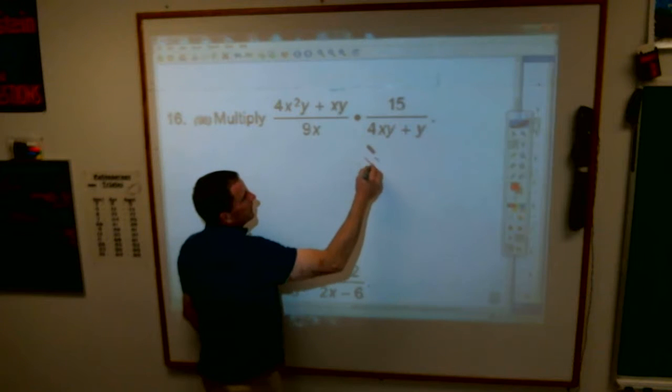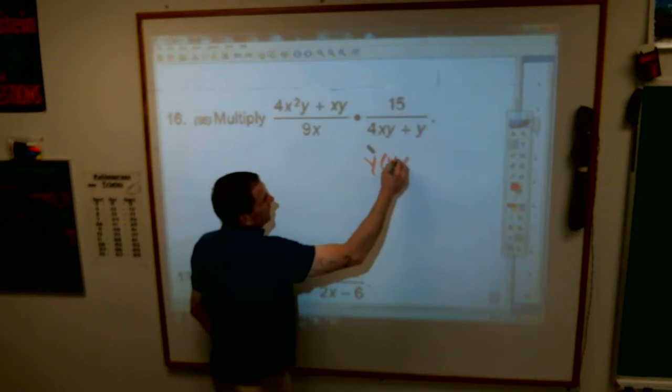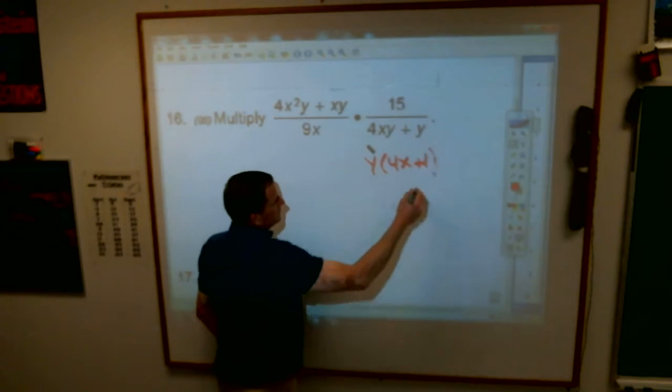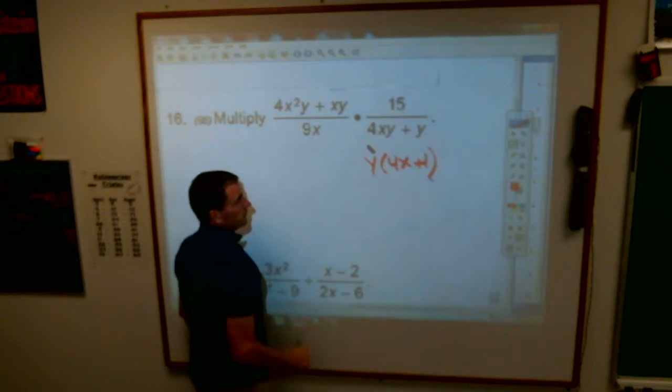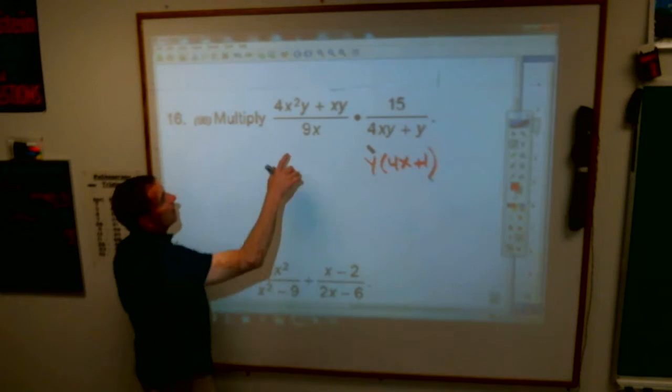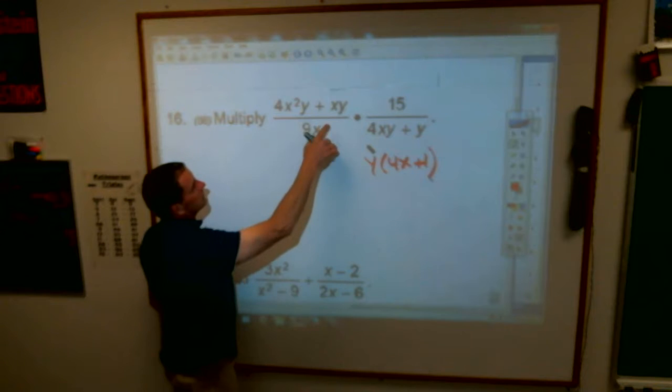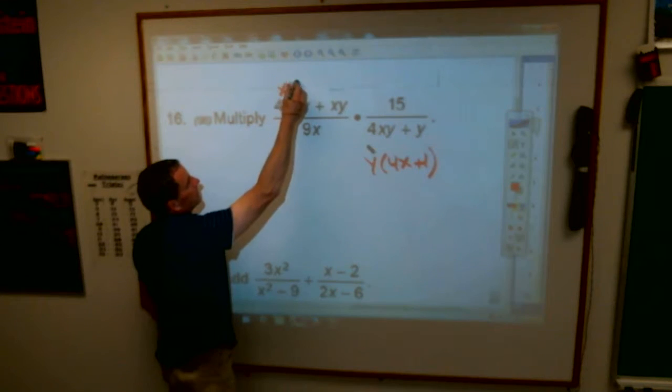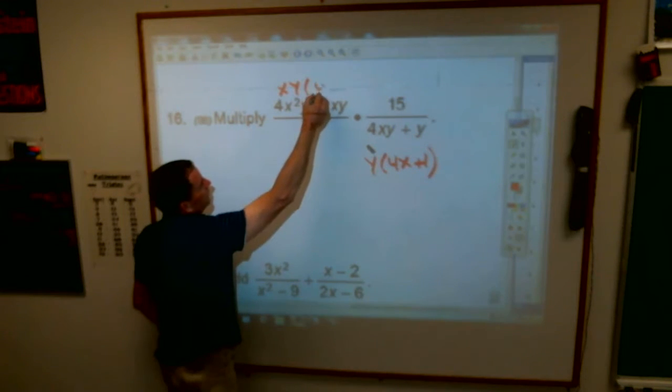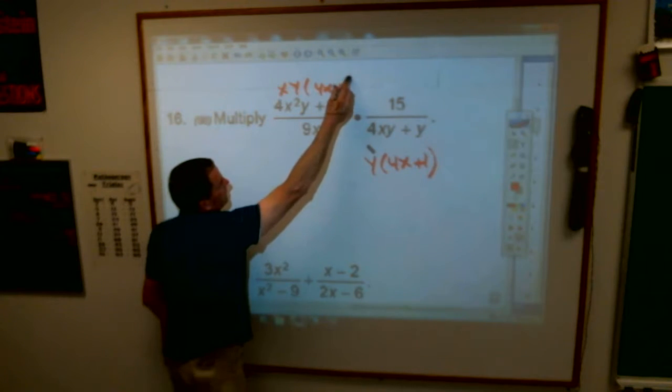So yeah, take a y out and you're left with 4x plus 1. The only way that'll cross off is if you get a 4x plus 1 somewhere else. Oh look, what do you get up here? What can you take out? An x and a y, which leaves you with a 4x plus 1.